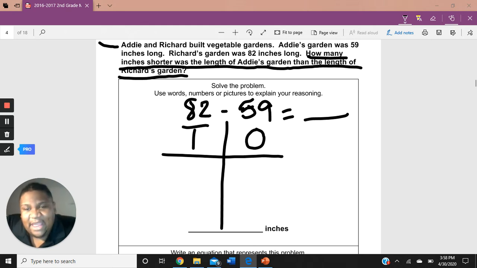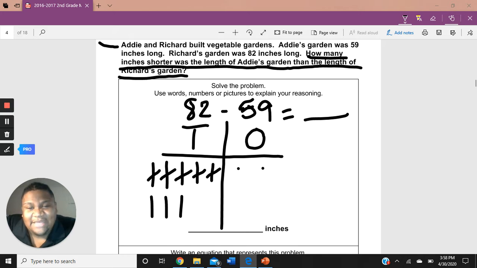All right, so I know that 82 has 8 tens. 1, 2, 3, 4, 5, 6, 7, 8. And it has 2 ones in them. All right, now I need to take away 5 tens. So I'm going to take away 5 tens. 1, 2, 3, 4, 5.